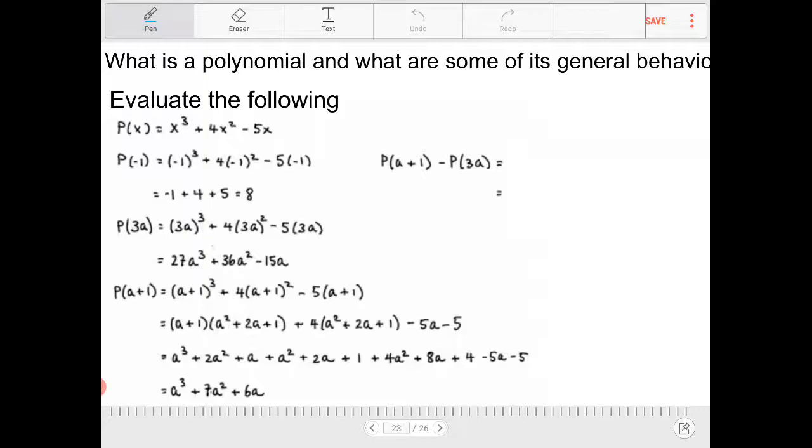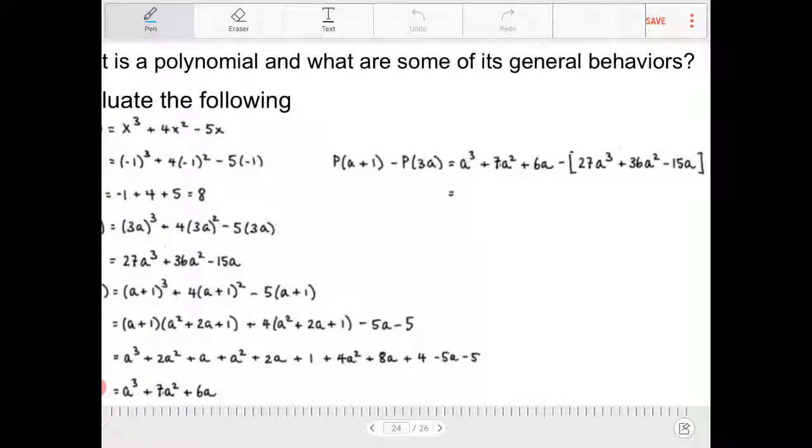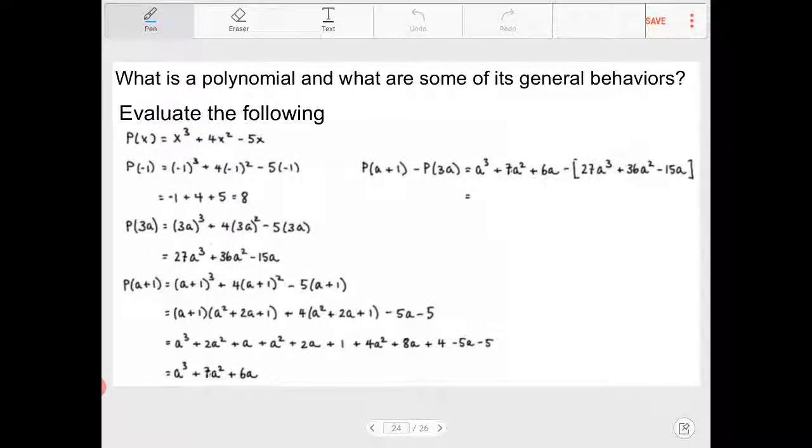Last, I am to find the difference of those 2 functions evaluated. So I'm going to take what I've already found for p of 3a and p of a plus 1, and I'm going to perform the difference there. So I take a cubed plus 7a squared plus 6a, which is the equation for p of a plus 1, and I take p of 3a, which is 27a cubed plus 36a squared minus 15a, and I find the difference between the 2. Distribute the negative and combine like terms, I end up with this expression here.